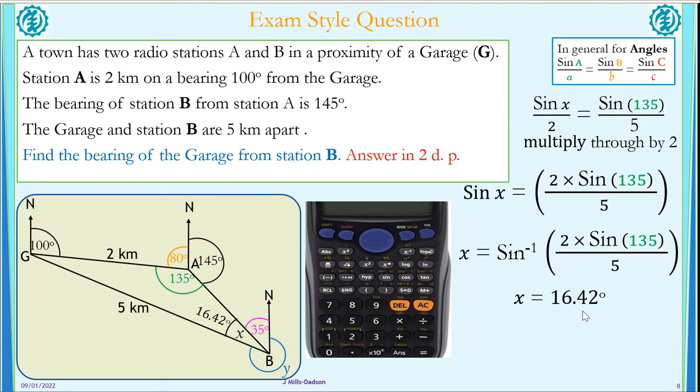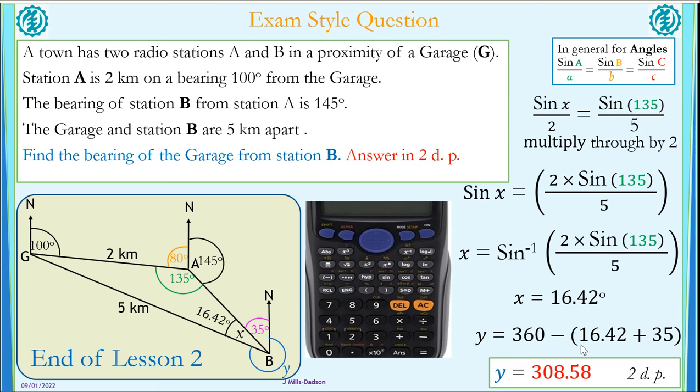We have 16.42. So once we know 16.42 and 35 degrees, we can add these 2 and take it away from 360. So y is 360 minus the addition of the 2 angles, and that gives us 308.58 degrees. So our y is now 308.58 degrees.